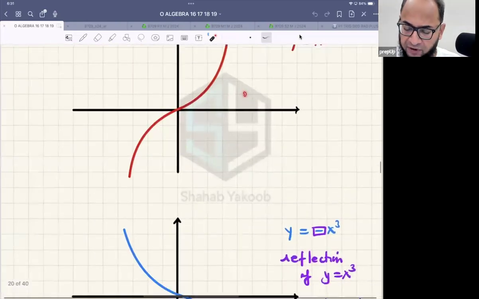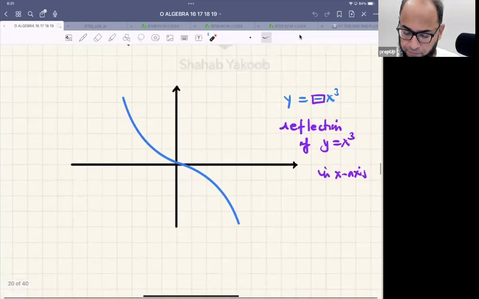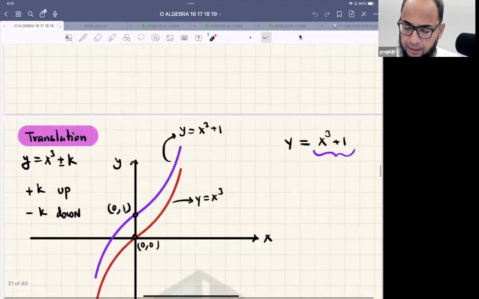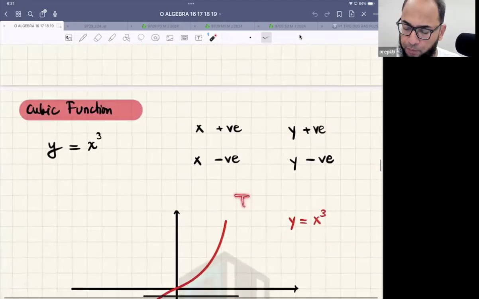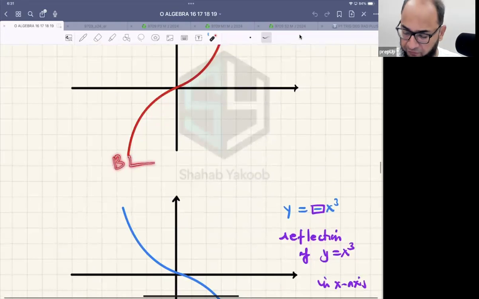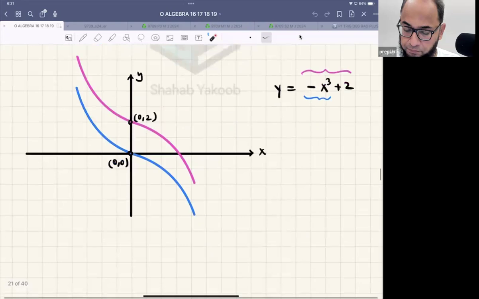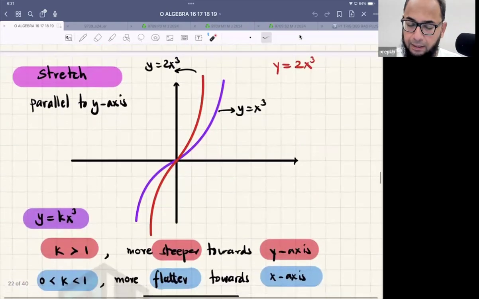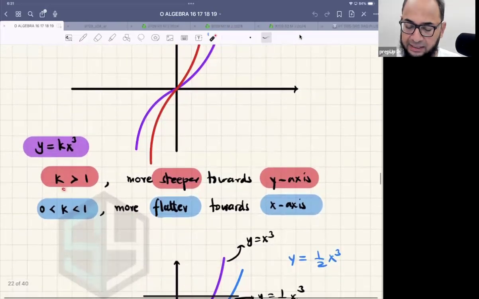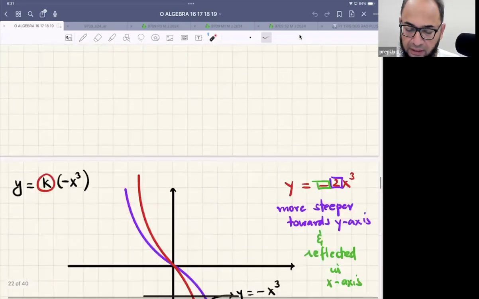We talked about cubic functions, negative x cube. And then again, we start with the top right, we go till bottom left. We talked about translation up or down. We talked about 2x cube, that is more stretching. K is greater than 1, more steeper towards y-axis. K lies between 0 and 1, more flatter towards x-axis.